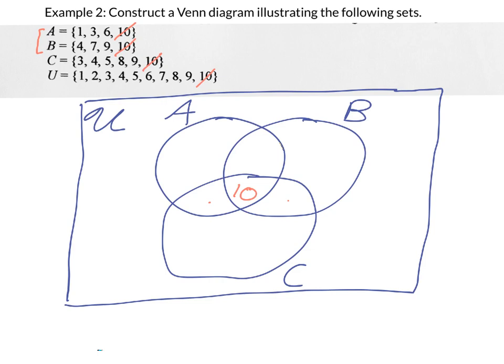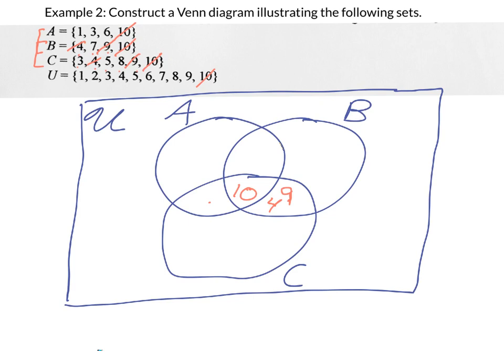Going clockwise, now I'm looking at where B and C still intersect. B has 4, 7, 9 left in it. C has 3, 4, 5, 8, 9 left in it. So they both have a 9 in common. And I just put it anywhere in that remaining overlap. They also have a 4 in common. So actually both 4 and 9, we're not allowed to put commas in a Venn diagram, just the elements themselves. I know it looks kind of weird. I kind of mushed the 4 and 9 together.